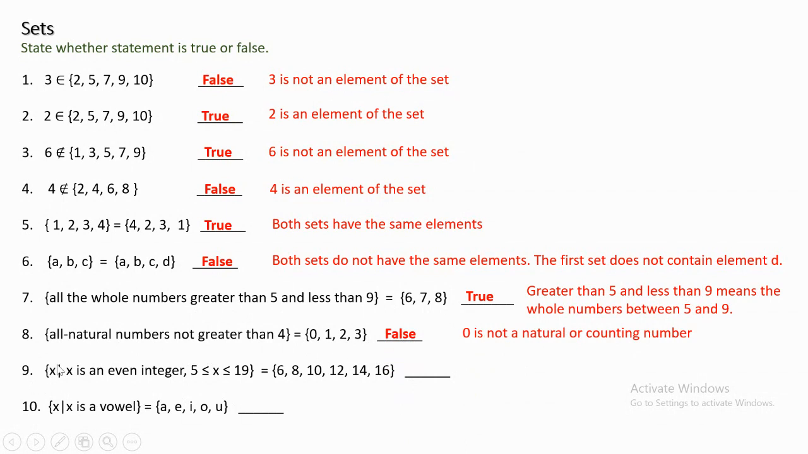Number 9, the set X such that X is an even integer between 5 and 19, right? And 5 and 19 are included. Let me see, what even integers: it's going to be 6, 8, 10, 12, 14, 16, right? This is false because we're missing the 18. That 18 is missing in the set. Number 10, the set with elements X such that X is a vowel equals A, E, I, O, U. This is true because these are all the vowels in the alphabet.